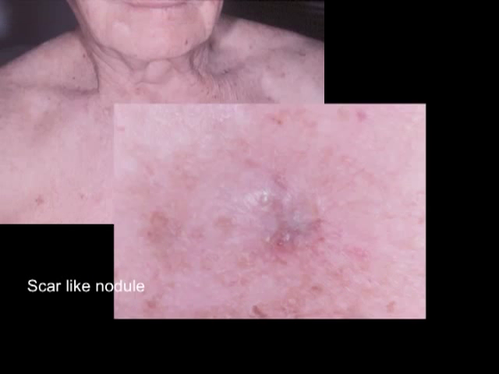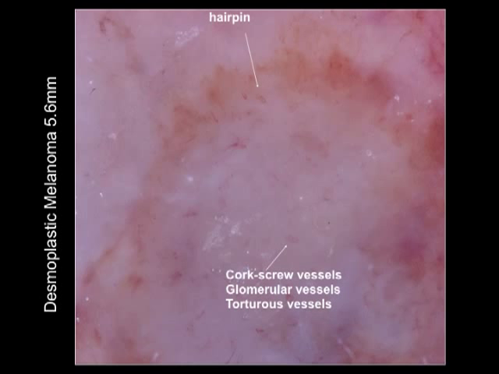Here's a firm scar-like lesion on the chest of this elderly man. With dermoscopy, one can see hairpin vessels and corkscrew vessels. The presence of such vessels in a scar-like lesion is suggestive of melanoma. This lesion was biopsied and was consistent with a desmoplastic melanoma of 5.6 millimeters.